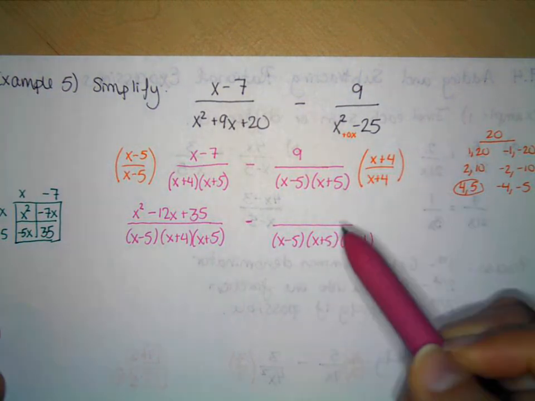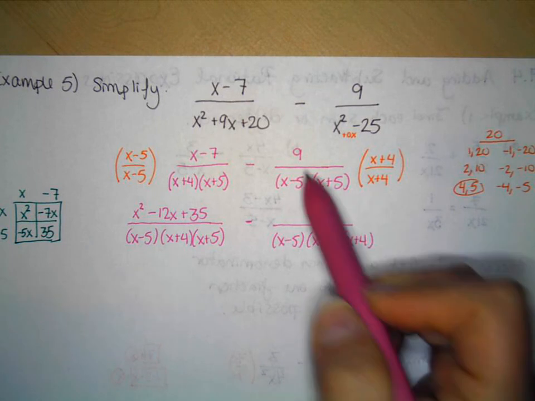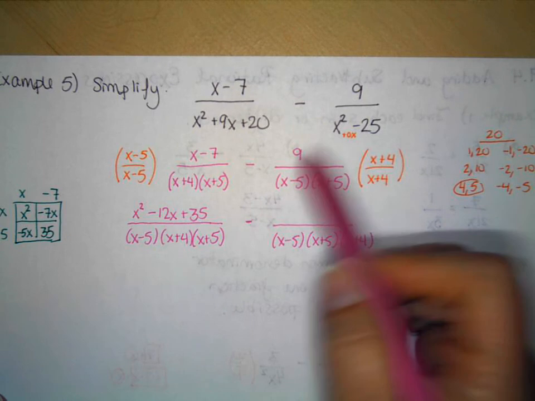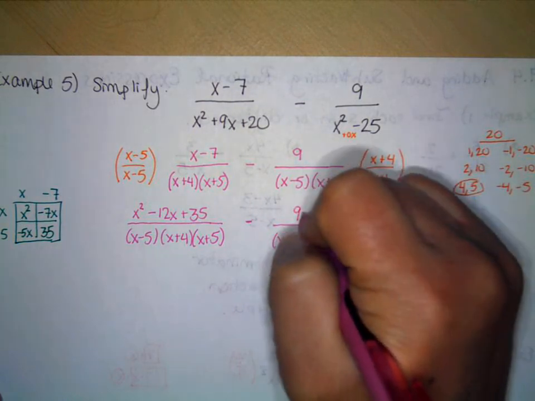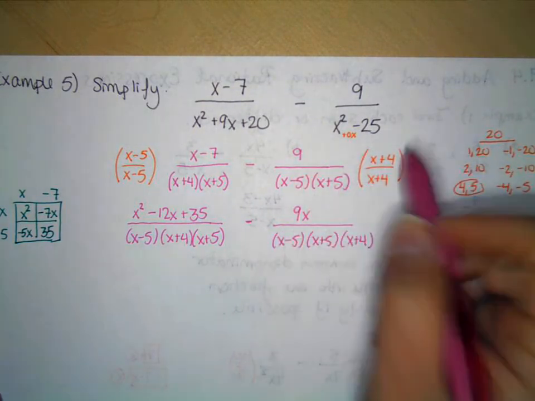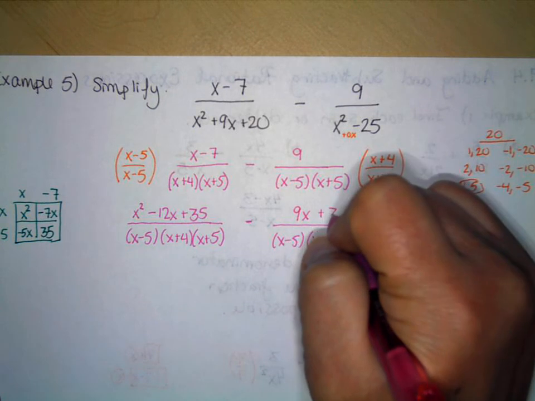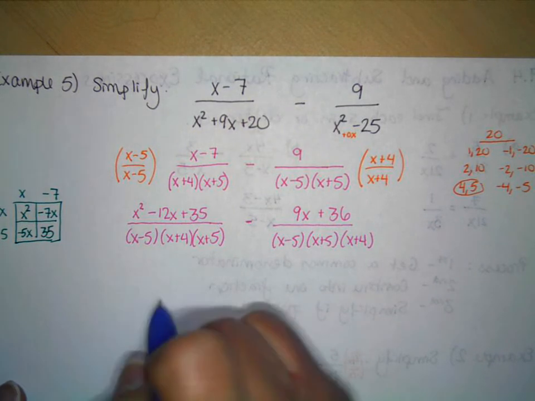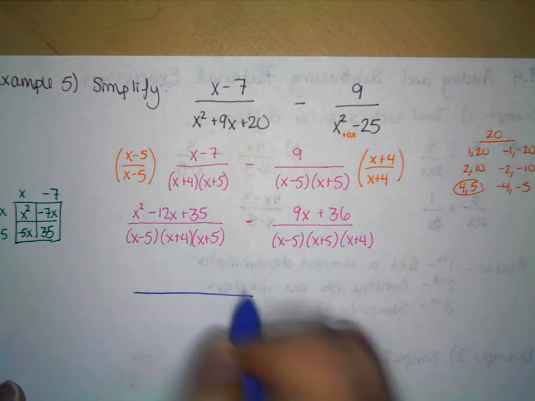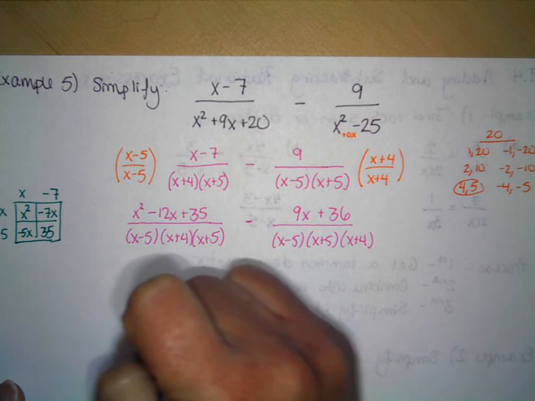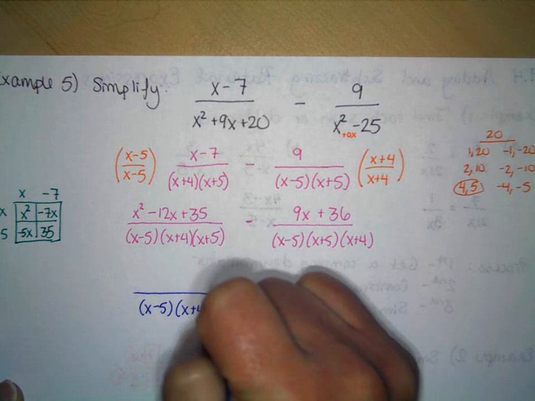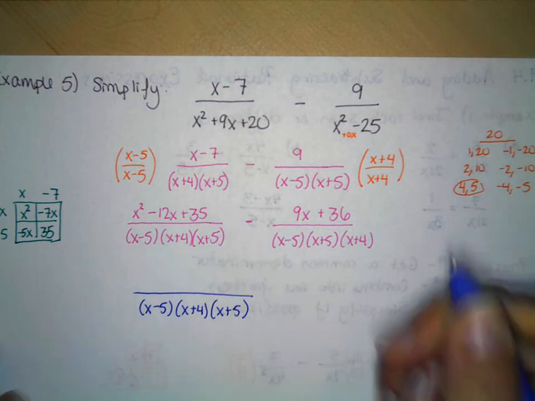All right, if we multiply out our second fraction, well, this one's nicer because it's just a monomial times a binomial, so we can just distribute. 9 times x is 9x. 9 times 4 is 36. And now we can combine this all into one fraction. So our denominator, we have the x minus 5, our x plus 4, our x plus 5.